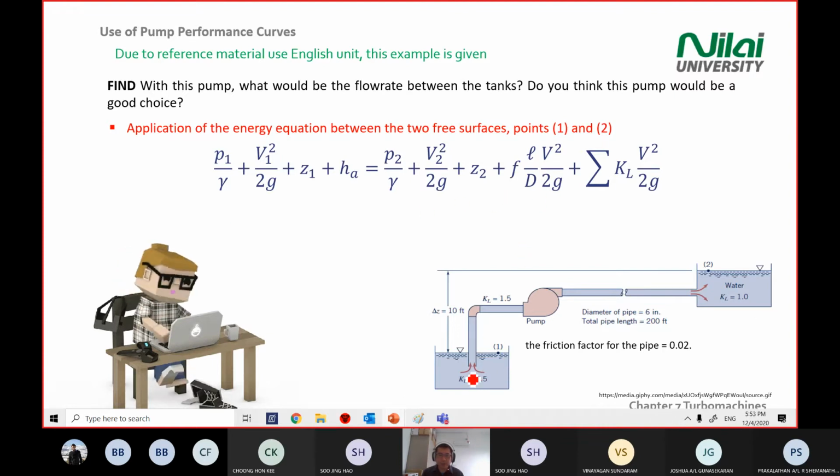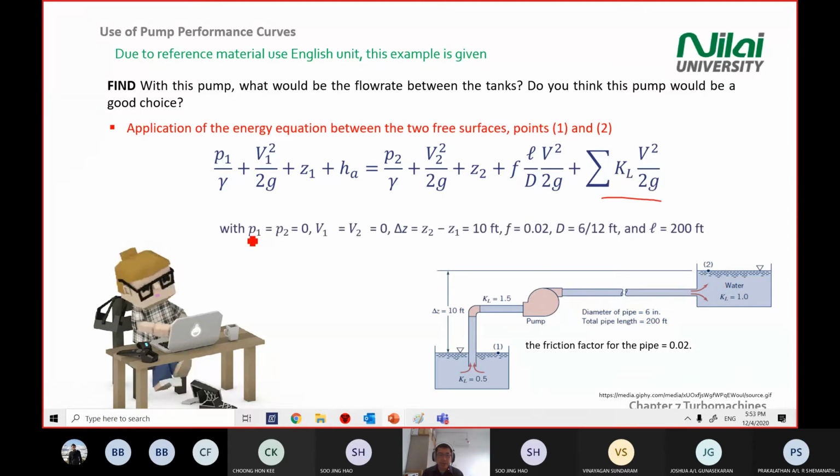Your friction is there because the water goes through a series of processes, and this is your minor loss, KL V squared over 2g. And the next step is just a simplification. Pressure at point 1 and point 2 is 0. Why? Because these two are exposed to atmosphere, P atm at point 2 and point 1. That's why we can write P1 and P2 equal to 0.